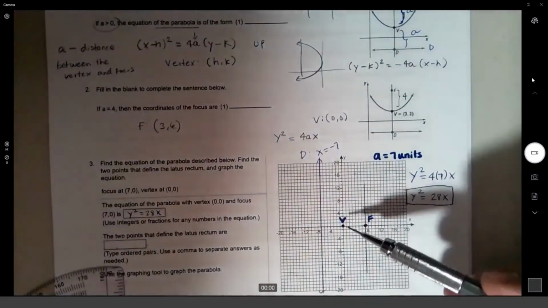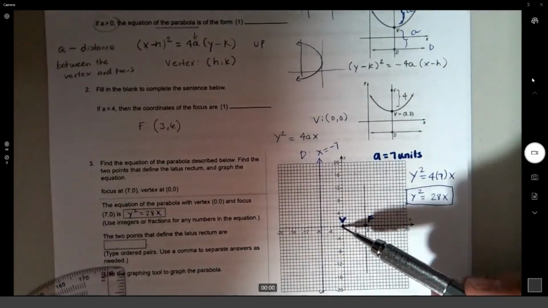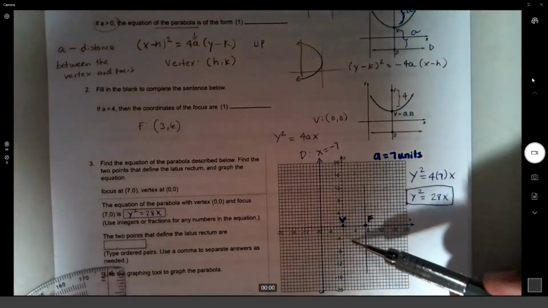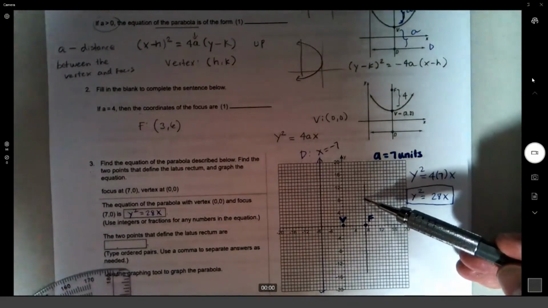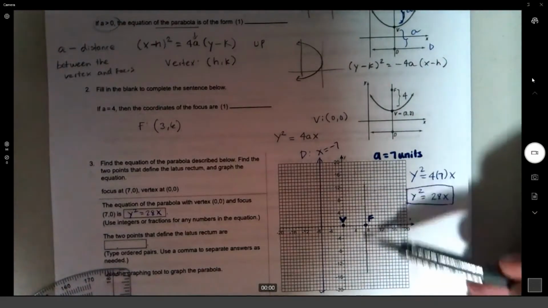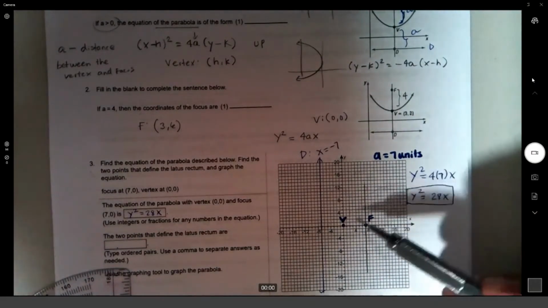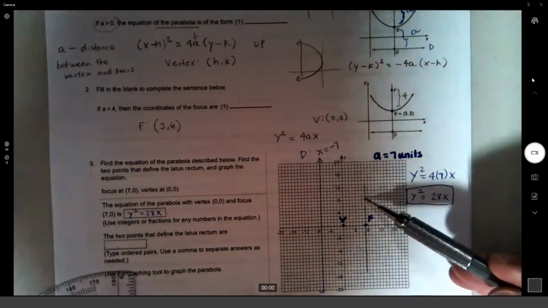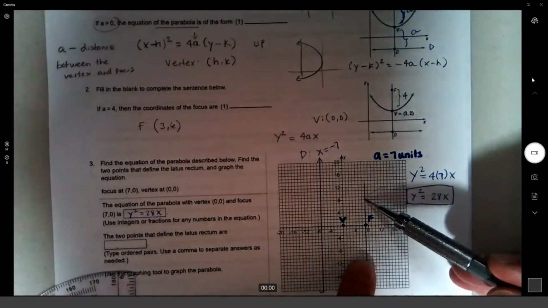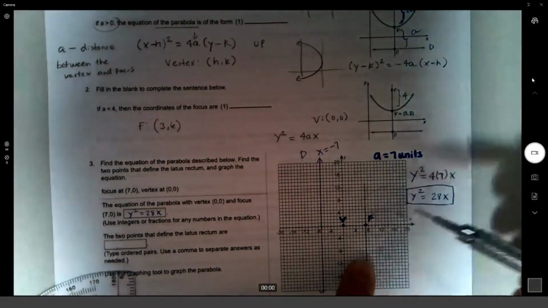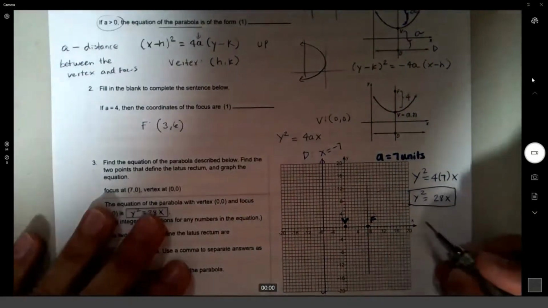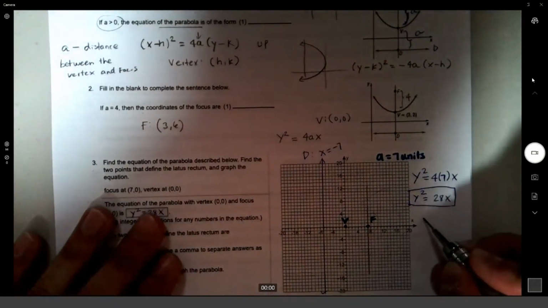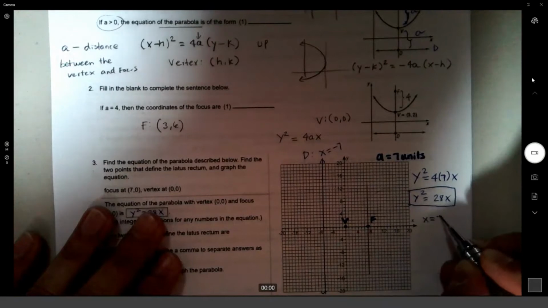So the parabola is going to open in this direction, and so therefore it will intersect this line twice, up here and down here. And these 2 points make up what is called the latus rectum. But they are aligned, they are on the same line as the focus. What does that mean? These 2 points will have the same x value, 7.